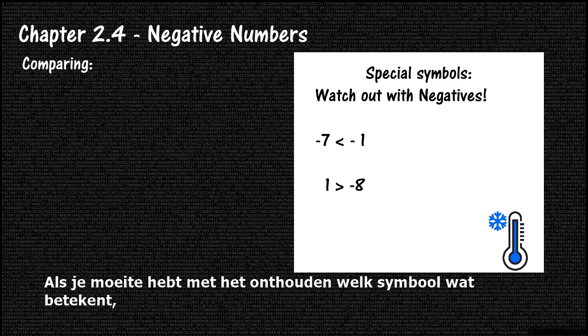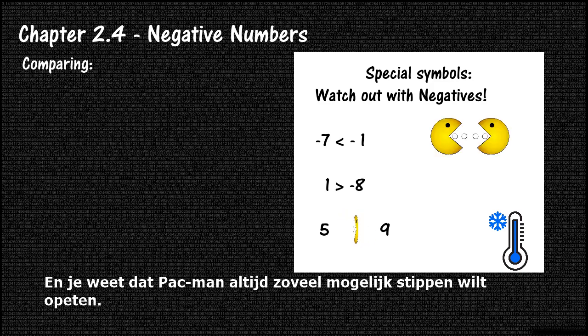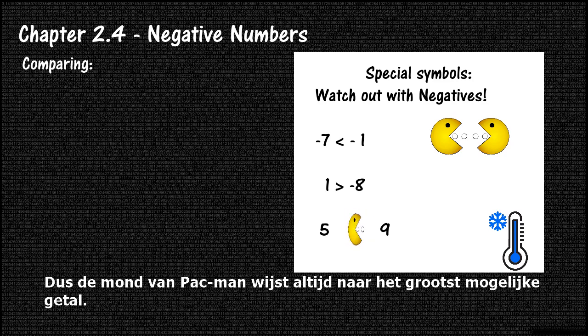If you have trouble remembering which symbol does what, you could see the arrow as a Pac-Man. And you all know that Pac-Man is trying to eat as many dots as possible. So the Pac-Man will always open his mouth towards the greatest number.